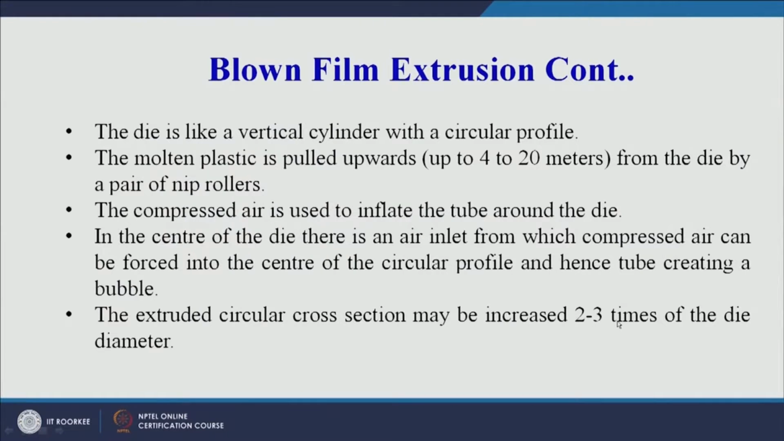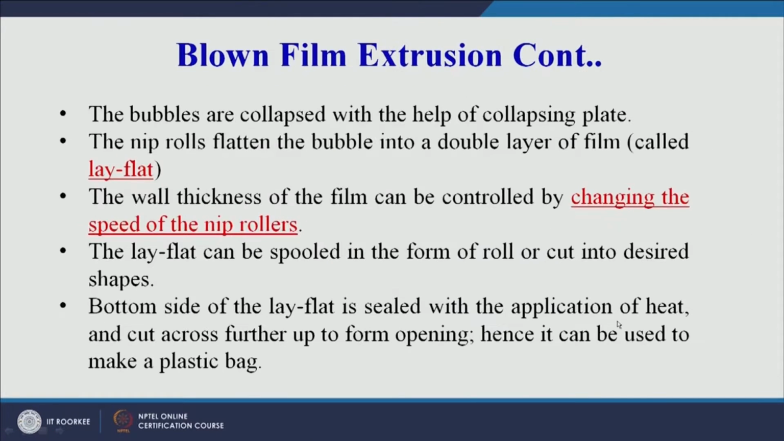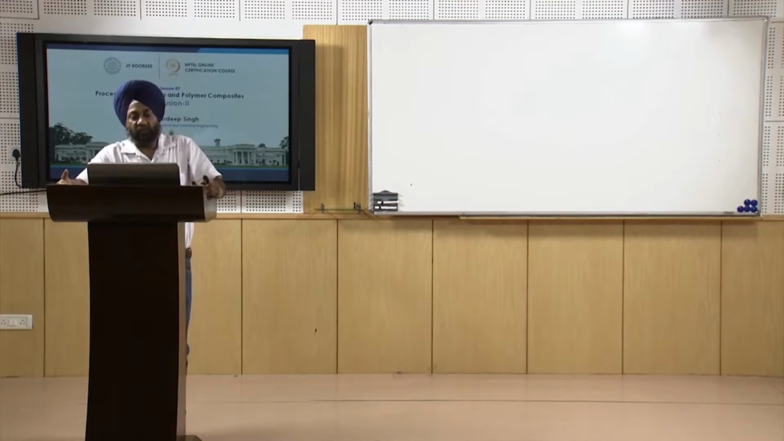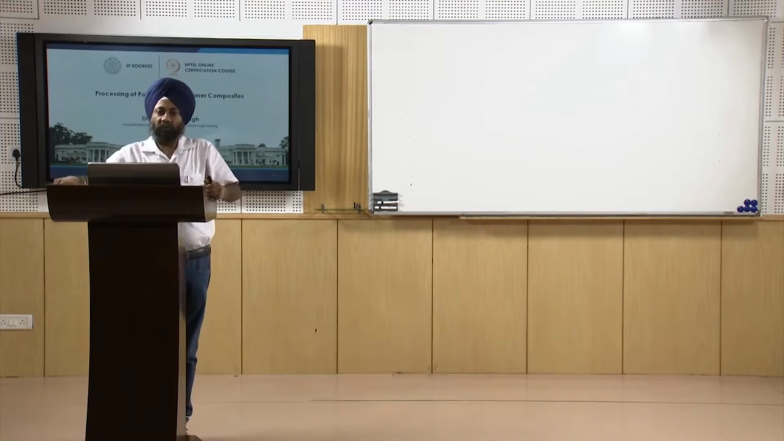The extruded circular cross section may be increased 2 to 3 times the die diameter. The bubbles are collapsed with the help of a collapsing plate, which I have already explained. The nip rolls flatten the bubble into a double layer of film called the lay flat. I have already told the final product in case of this blown film extrusion process is called a lay flat. The lay flat can be spooled in the form of a roller or cut into desired shape, that is, the final product is collected on the roller.